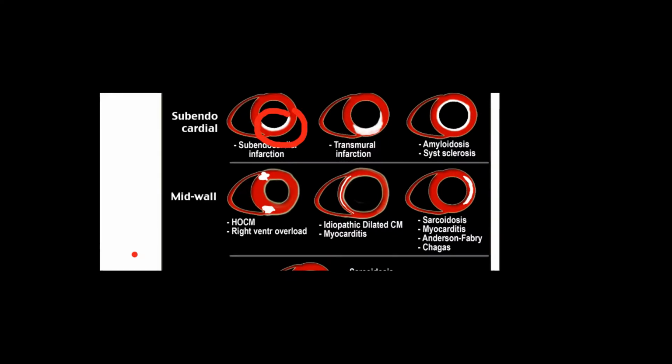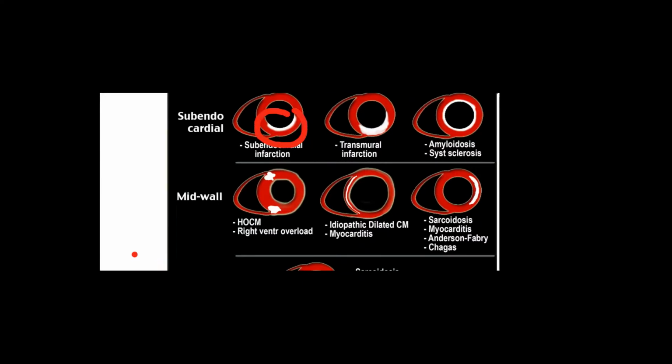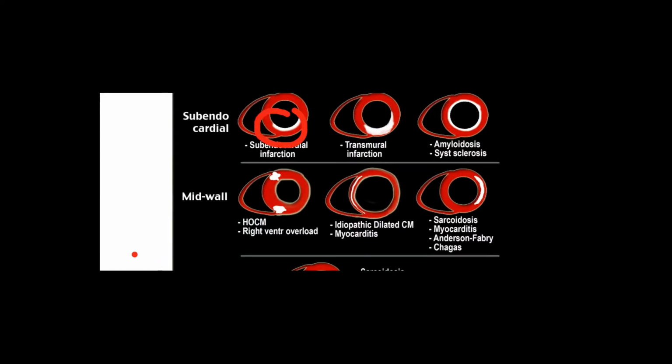Look at the other image. This is transmural infarction. Transmural because it affects the entire wall. The entire wall. So the entire thickness is affected. This is non-viable part. Basically, this is non-viable.